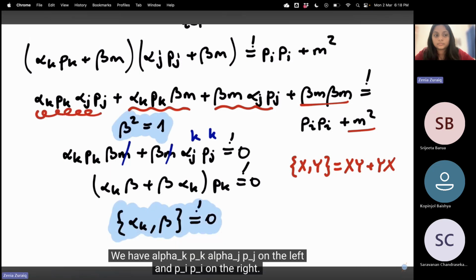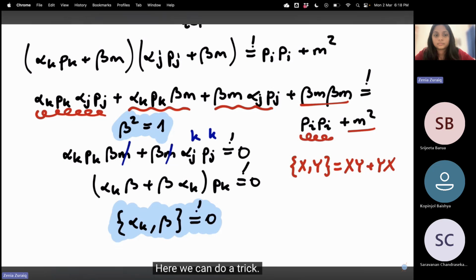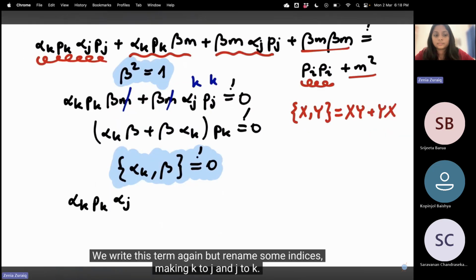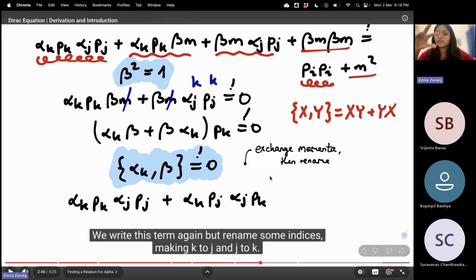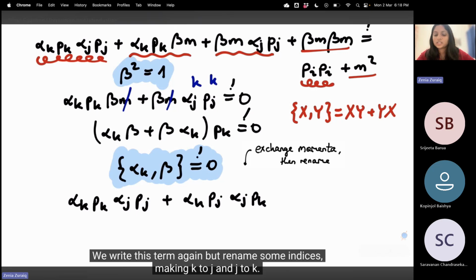We have alpha k pk, alpha j pj on the left, and pi on the right. Here we can do a trick. We write this term again, but rename some indices, making k to j. This kind of index renaming is very common in tensor calculus.